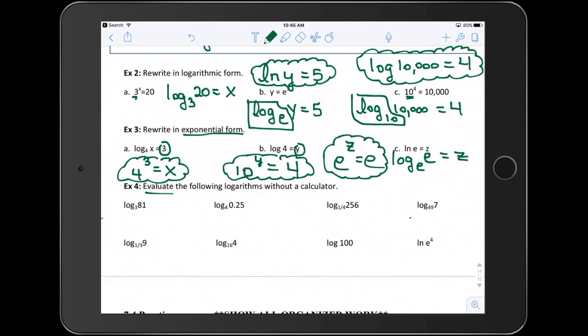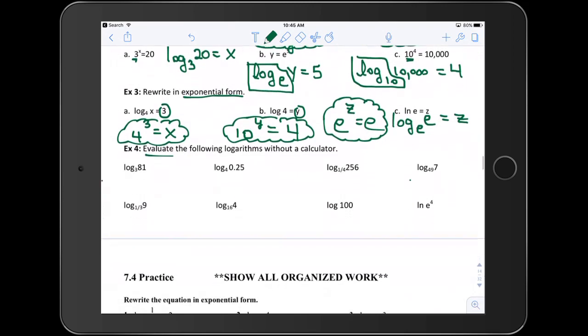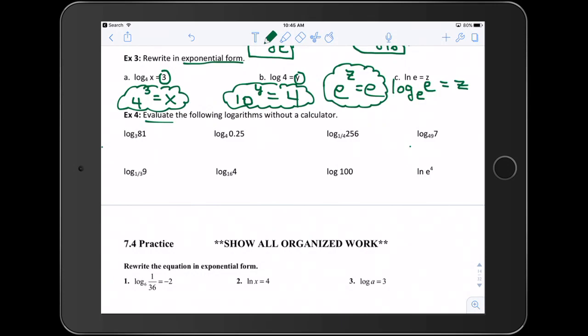Okay, so we're getting used to logarithms, but now let's actually evaluate them to show you the power of them. It says evaluate the following logarithms without a calculator. So really note that you're not using a calculator in these examples.